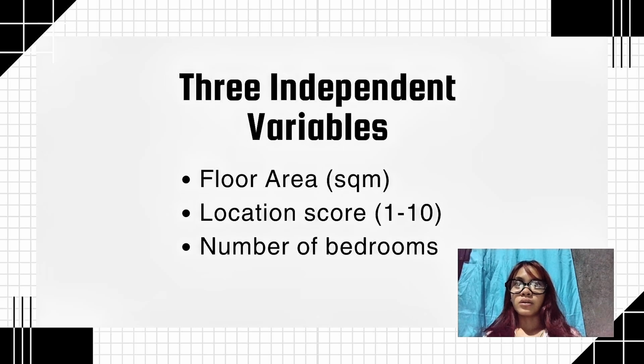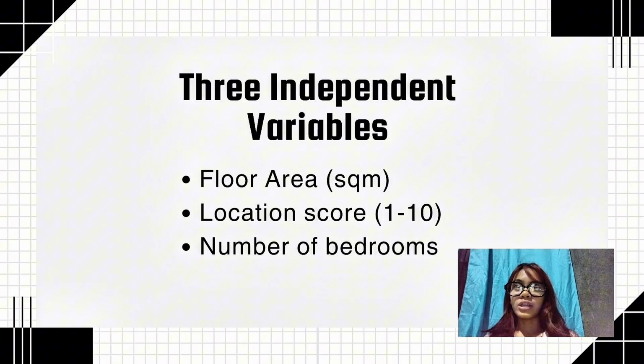To answer this, we consider 3 important factors that affect house prices. First, the floor area, which is the size of the house in square meters. Second, the location score, which reflects how good the location is. And third, the number of bedrooms. These are our independent variables that we will use to predict the price.